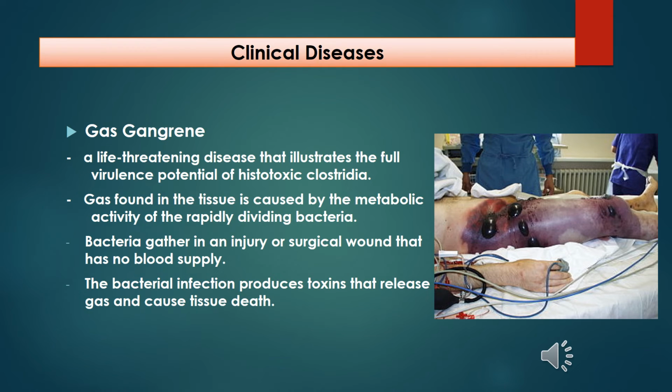of initial onset. The microscopic examination of muscle reveals devitalized necrotic tissue. Gas found in the tissue is caused by the metabolic activity of the rapidly dividing bacteria. So that is why it is called gas gangrene, because of the gas found in the tissue.